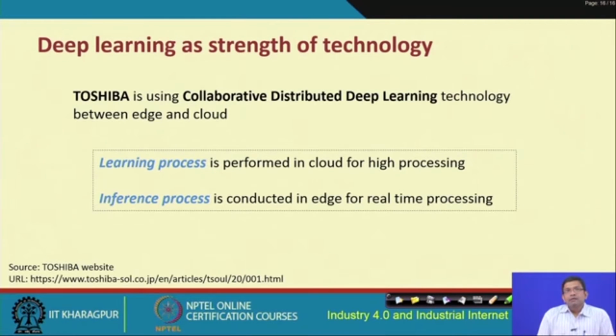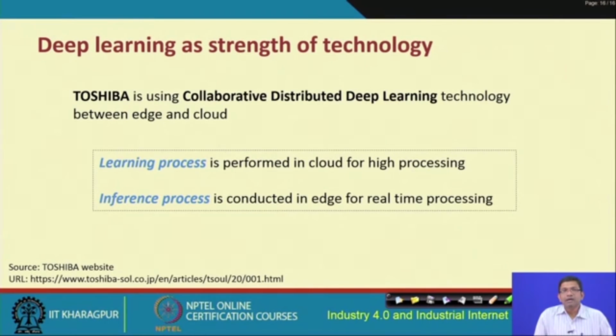So, there are a lot of uses of deep learning in the industries. The company Toshiba, of which we are very much familiar, uses something known as the collaborative distributed deep learning technology. That is a technology that is used between the edge and the cloud. Edge means some gateway device which can perform certain processing. Using this framework, the learning process is performed in the cloud for high end processing, whereas the inferencing process is conducted in the edge for real time processing.